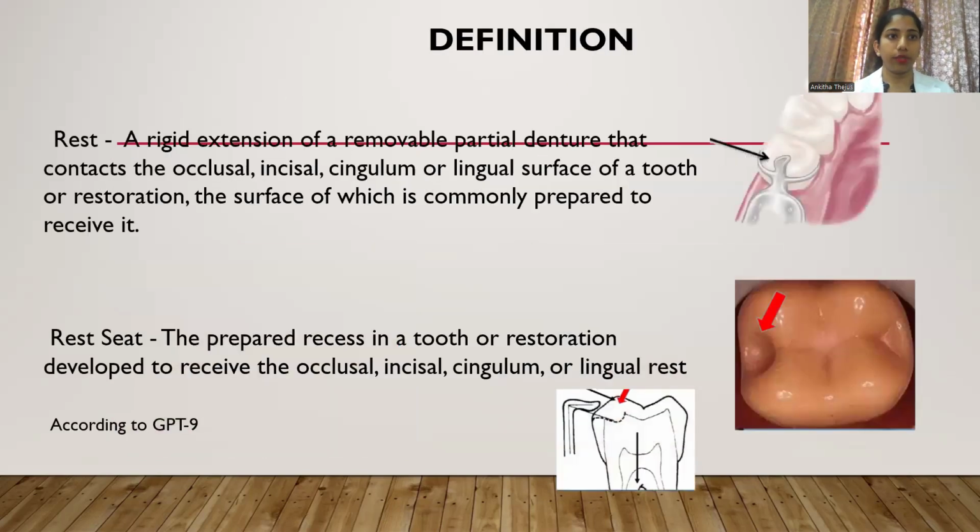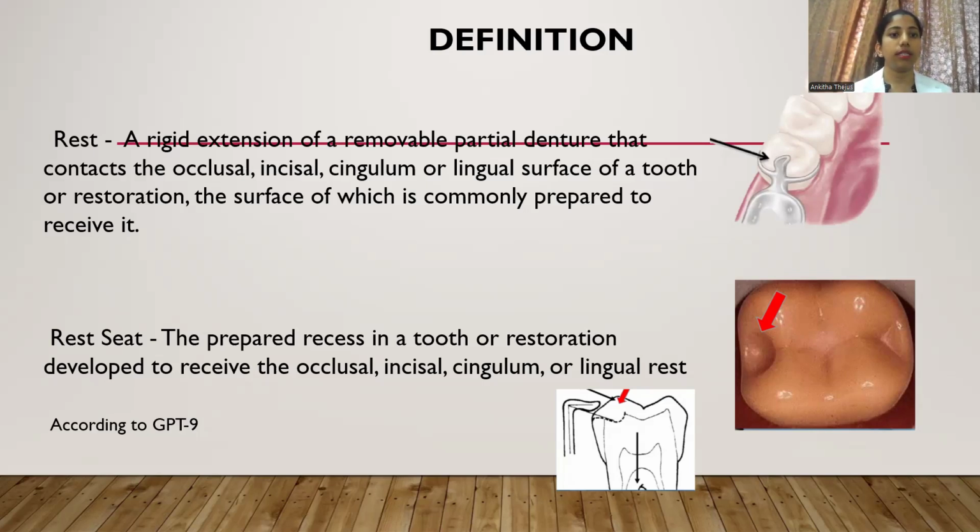So a rest, by definition, is a rigid extension of a removable partial denture that contacts the occlusal, incisal, cingulum or lingual surface of a tooth or restoration, the surface of which is commonly prepared to receive it. So a rest can be prepared either on the tooth or on a restoration.